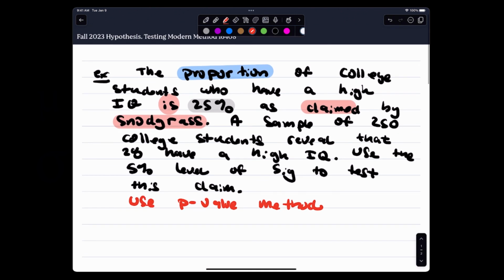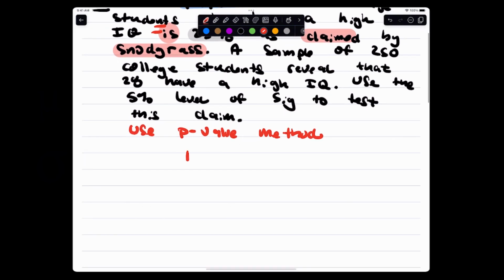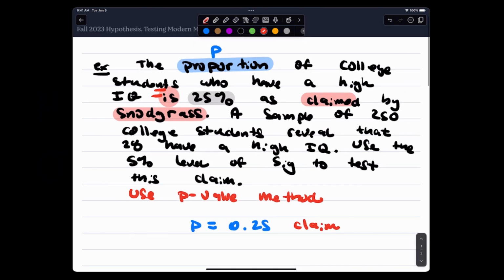Snodgrass, okay? So, what do you guys write down? What does that mean, right? Isn't "is" short for "is equal to"? So you're going to write P equals 25%. And this is the what? Claim. Is that true?